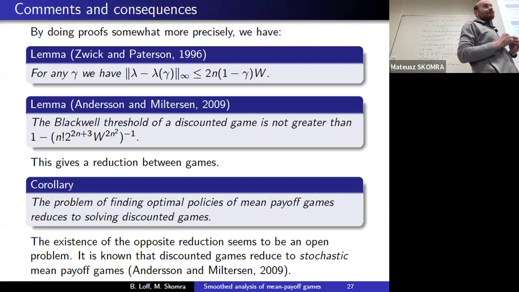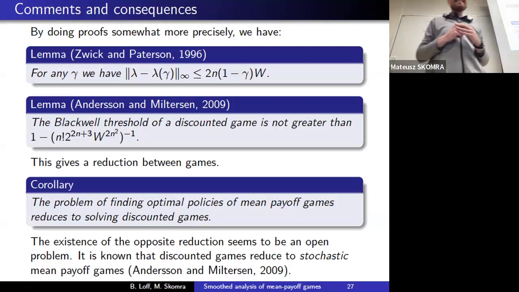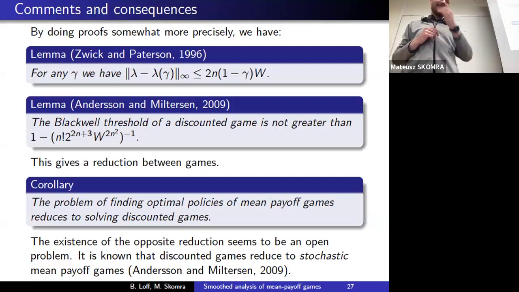Wait, you don't know where you're getting a Blackwell optimal strategy for constant weights? Or weights that are 1, 2, 3, 4, 5? Or minus? Blackwell optimal for weights that are 1, 2, 3, 4, 5? Yes.